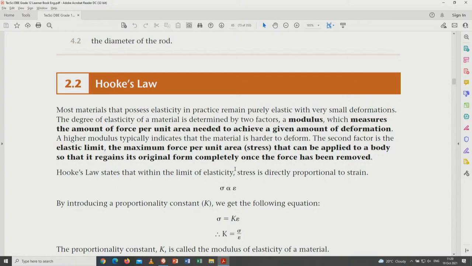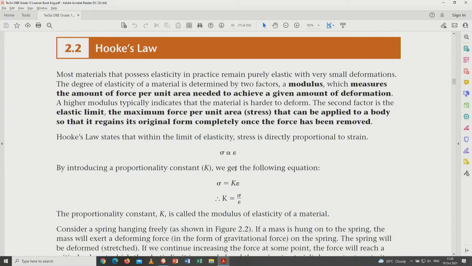A higher modulus typically indicates that the material is harder to deform. The second factor is the elastic limit. This is the maximum force per unit area, stress, that can be applied to a body so that it regains its original form completely once the force has been removed. So elastic limit refers to the maximum force per unit area that can be applied to a body so that it regains its original form completely once that force has been removed.